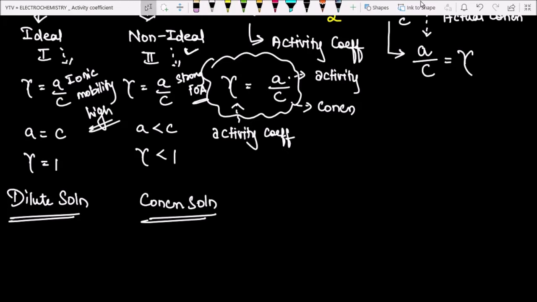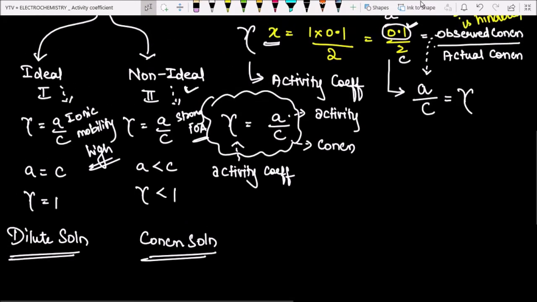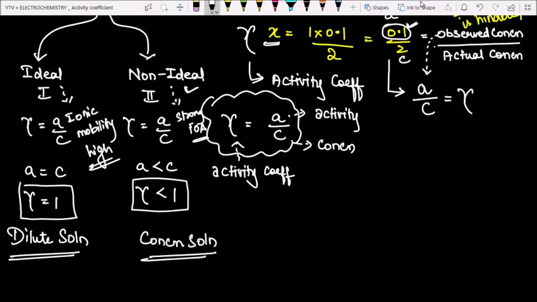So this is the concept of activity and activity coefficient. Here you need to know what is gamma, A and C. For ideal case, what is going to be gamma? For real case, what is going to be gamma? For ideal case, gamma is equal to 1. For real case, gamma is less than 1. The ideal case we will find in dilute solution. The real case is found in concentrated solution.